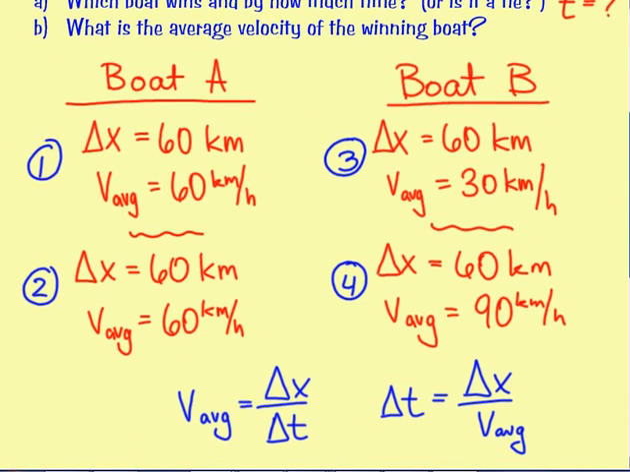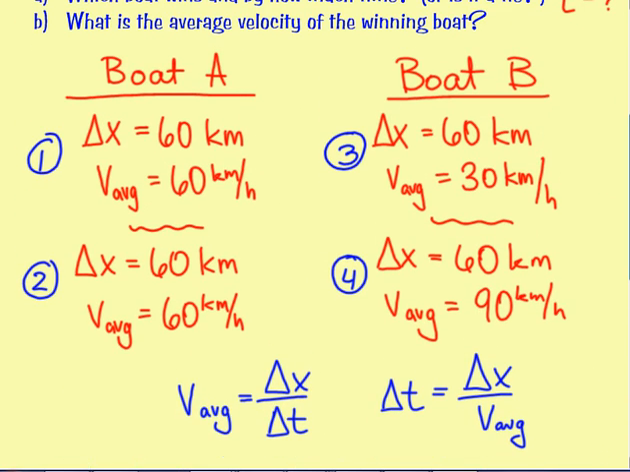Moving on to part B, it says, what is the average velocity of the winning boat? Well, we're talking about average velocity for the whole trip. This is a tricky problem. Think about it. I already mentioned in this video what the displacement was for the whole trip. You remember what I said? If you're thinking that I said that the displacement was 0, you are correct.